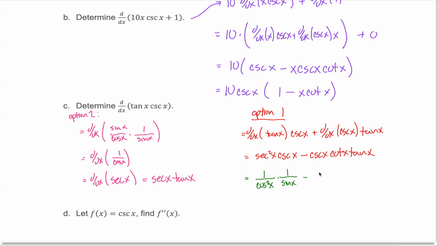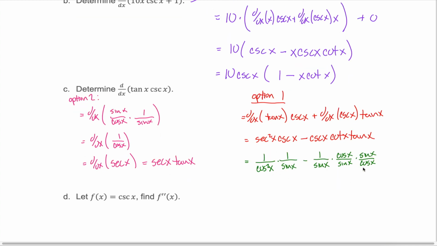From that, I want to subtract cosecant, which again is 1 over sine of x, times cotangent, which is cosine of x over sine of x, times tangent, which is sine of x over cosine of x. Not a whole lot works out over here, but over here things simplify really nicely. This cosine and this cosine cancel, this sine and this sine cancel, so what I'm left with is 1 over sine of x times cosine squared x, minus 1 over sine of x.